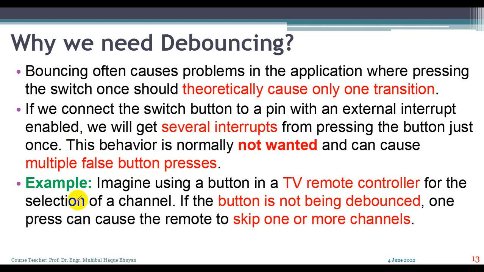Example. Imagine using a button in a TV remote controller for the selection of a channel. You have pressed the button. If a single press skips many channels, certainly you will throw that remote. You will not use that remote, right? A single press will make a single transition from one channel to the next channel, not multiple transitions. So if the button is not being debounced, one press can cause the remote to skip one or more channels, not desirable.